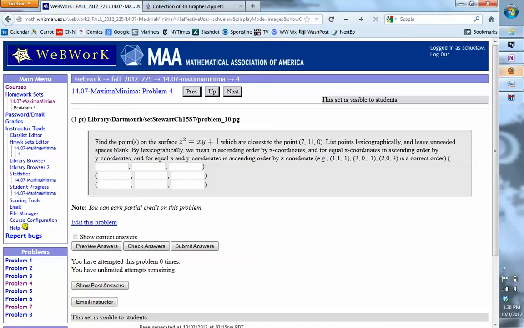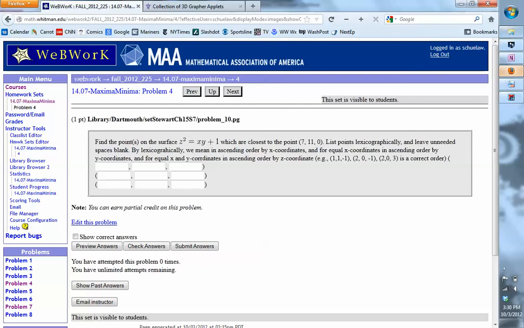Right, so if you look at this, it says, leave unneeded spaces blank. Yes. Again, you wouldn't want to give away too much. All right. Any questions about that? No?